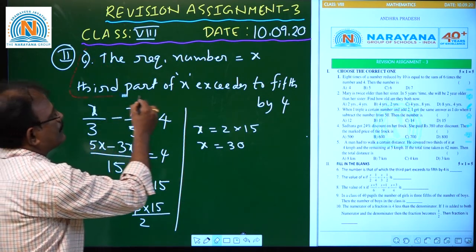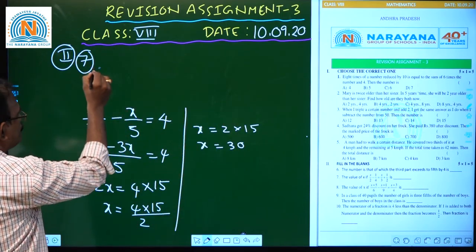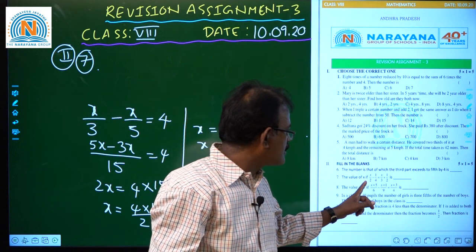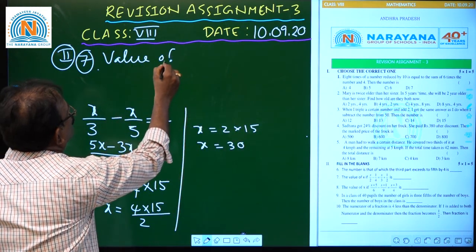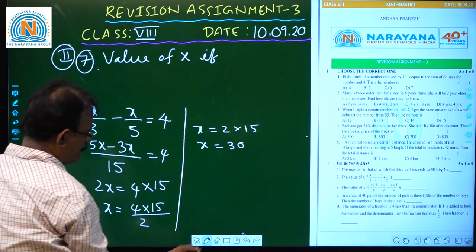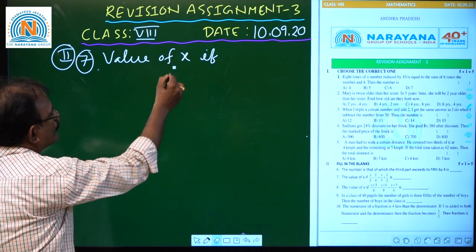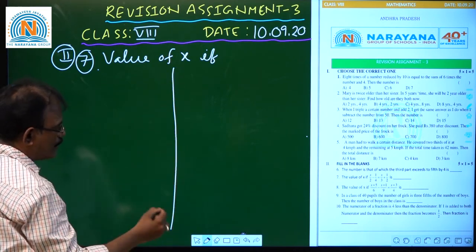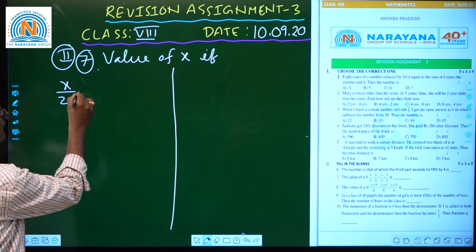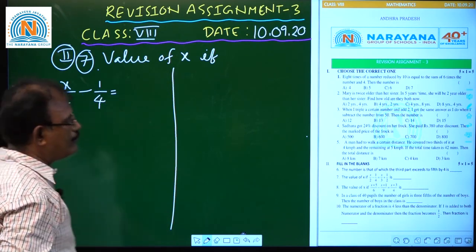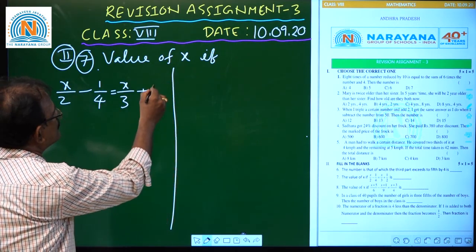So our next, 7th question from the second Roman, children. The value of x if, what is the equation? x by 2 minus 1 by 4 is equal to x by 3 plus 1 by 2.